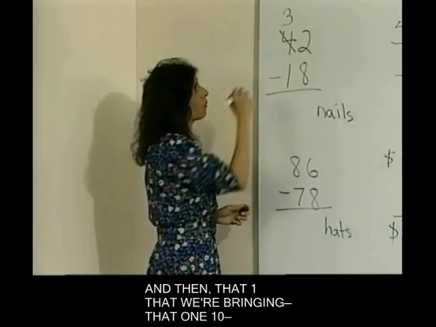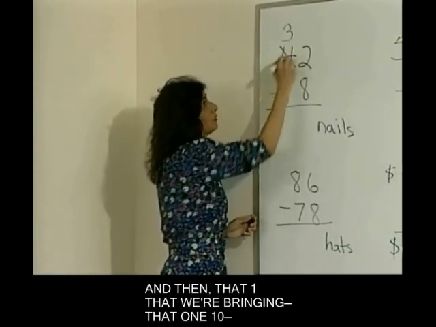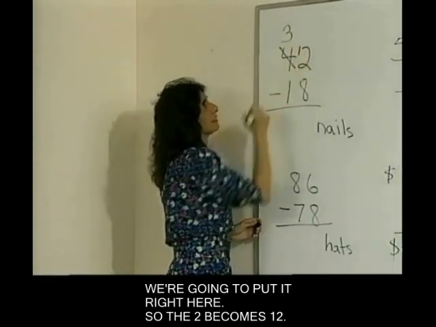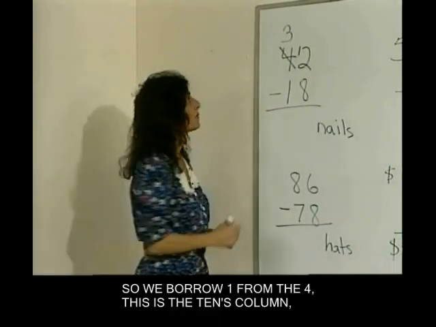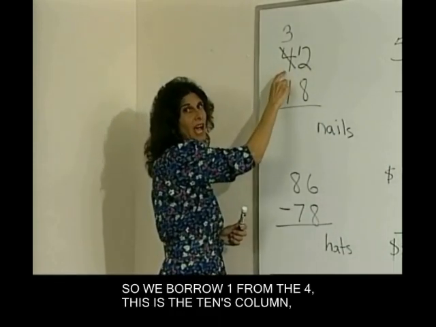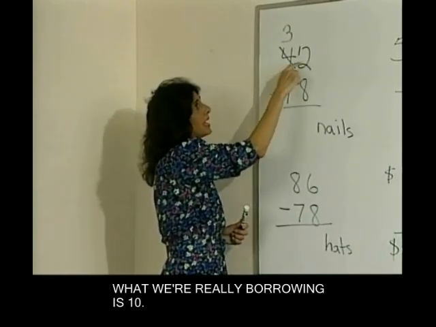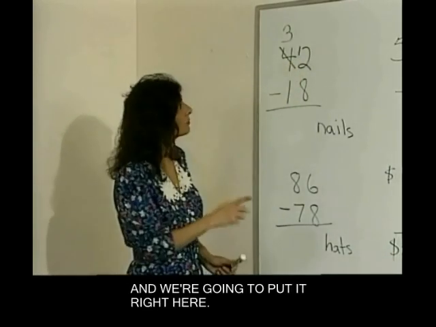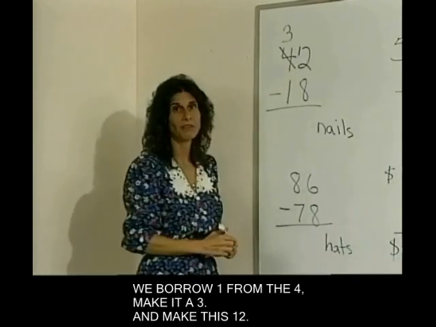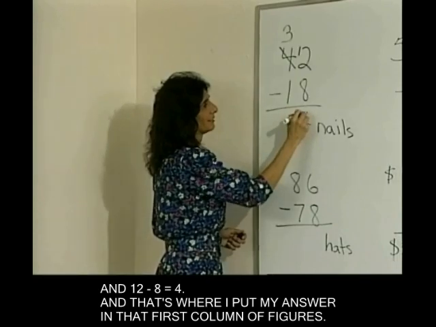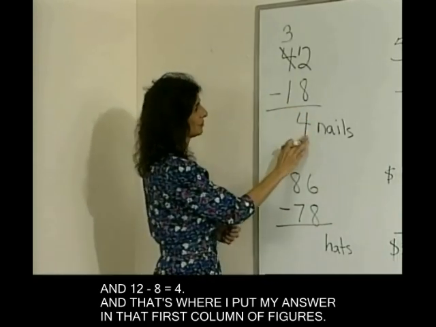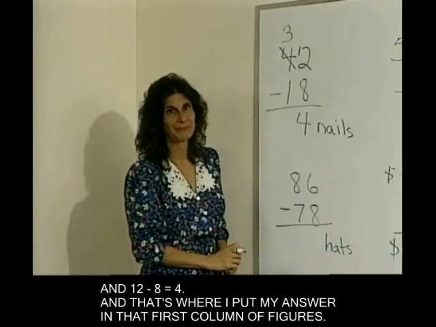And then that 1 that we're bringing, that 10, we're going to put it right here. So the 2 becomes 12. So we borrowed 1 from the 4. This is the tens column. What we're really borrowing is 10. And we're going to put it right here. We borrow 1 from the 4, make it a 3, and make this 12. And 12 minus 8 is 4. And that's where I put my answer to that first column of figures.